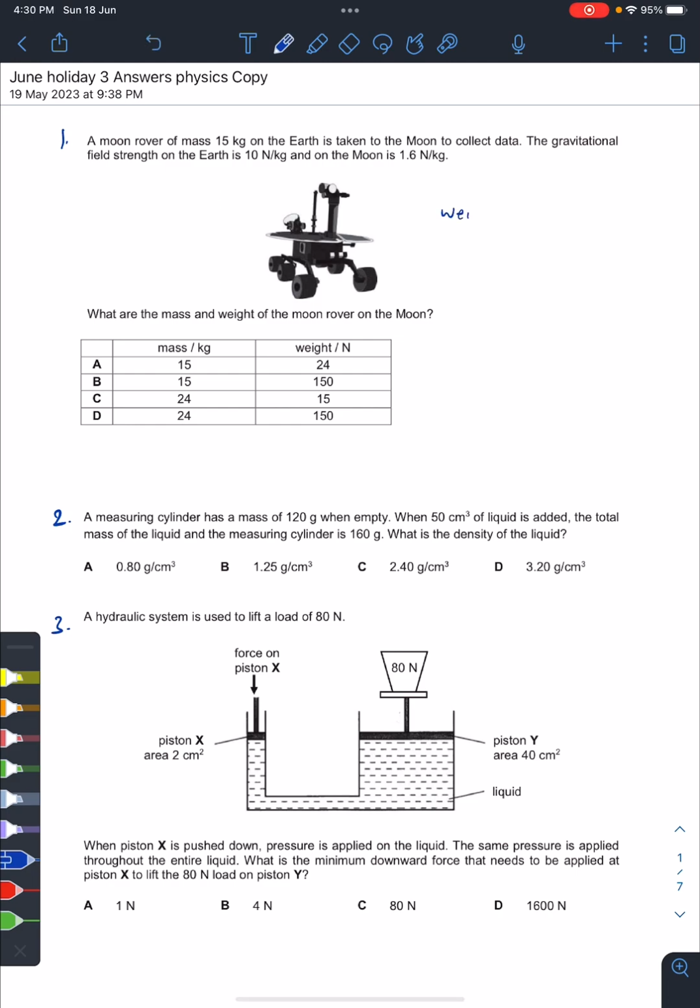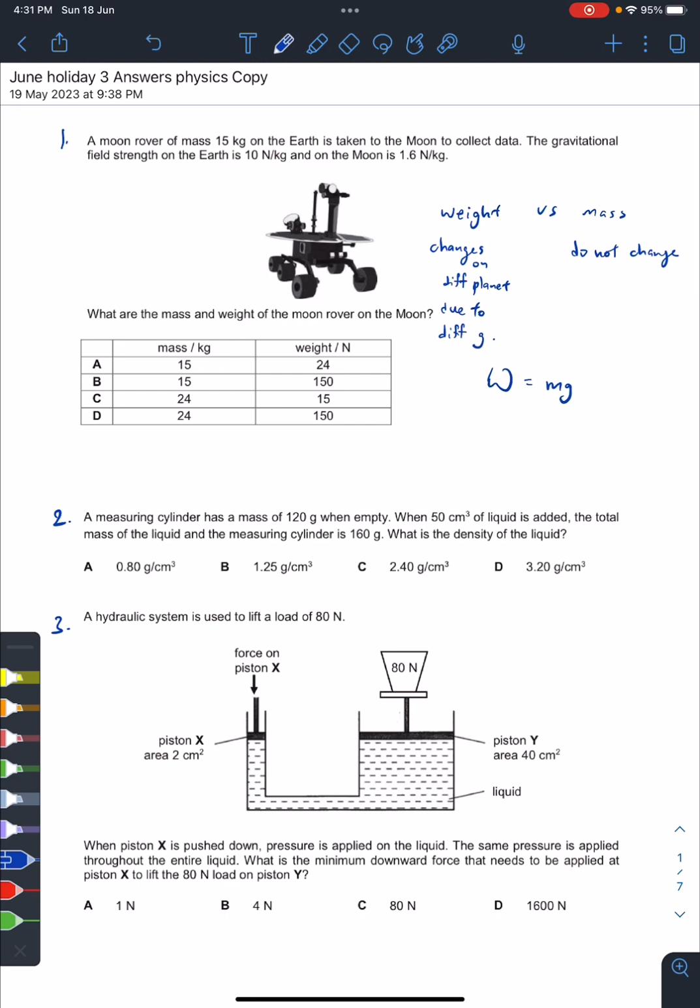Okay, question 1. So this is basically the concept of weight and mass. If you recall, weight versus mass: weight changes on different planets due to different g, whereas mass does not change regardless of the planet. So the formula here is W = mg.